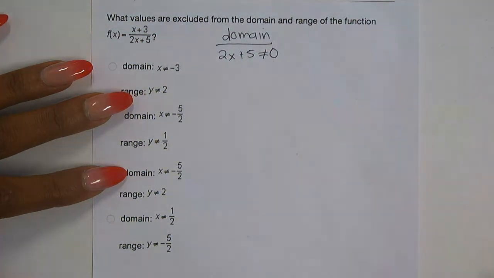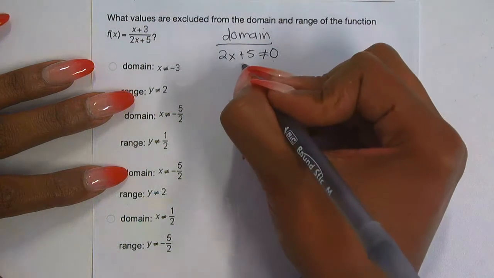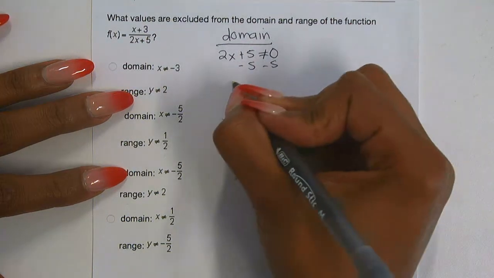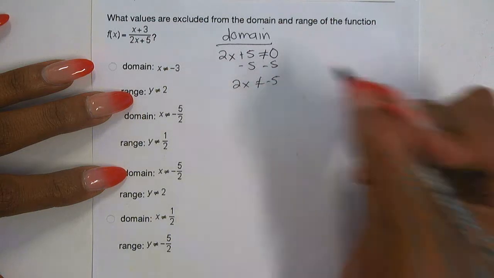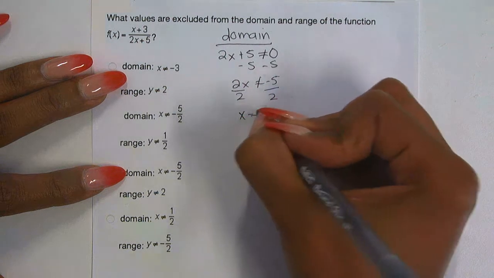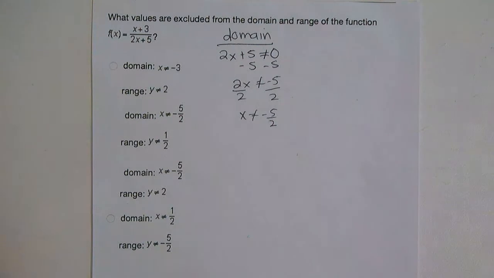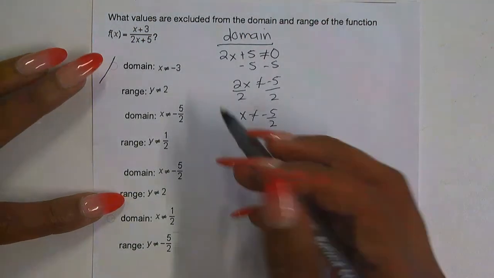So let's go ahead and solve to see what that solution might be. So I'll go ahead and begin with minusing 5 on both sides. Then I'm given that 2x is not equal to negative 5. Divide by 2 on both sides, and I see that x cannot equal negative 5/2. Okay, so therefore I can go ahead and eliminate this one. That one looks good, that one looks good so far.